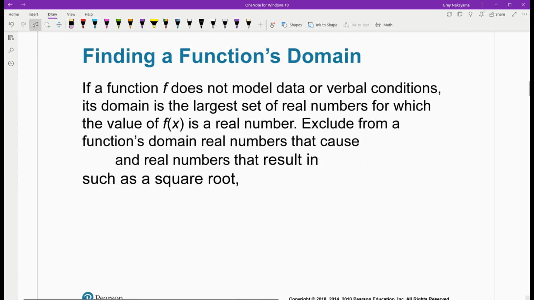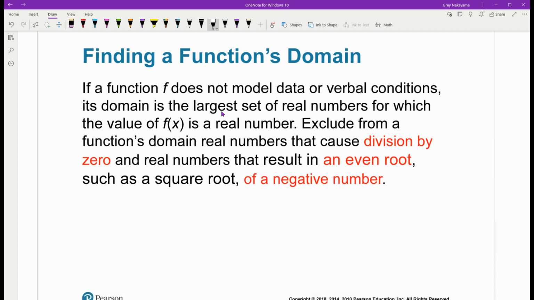Okay, so first off, to refresh your memory, for the most part, everything that you've dealt with thus far, the domain was all real numbers, negative infinity to positive infinity. But there are two special cases that you have to be aware of. One is you can't divide by 0. And then, of course, you cannot take the square root or even root of a negative number.